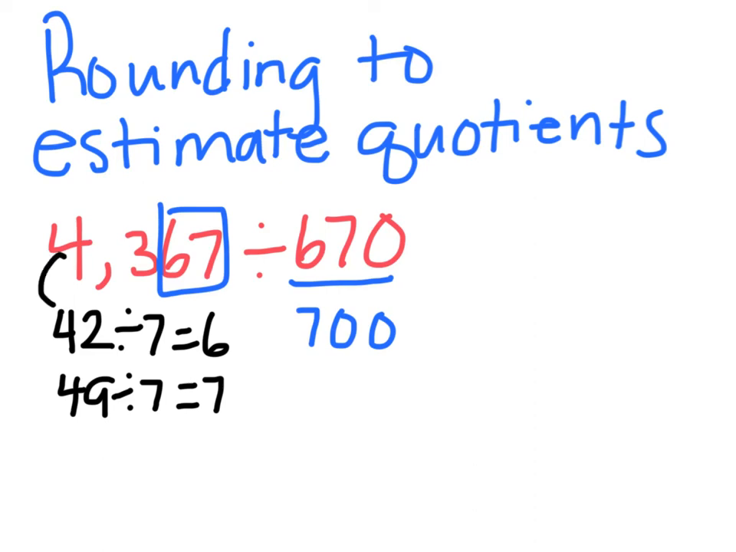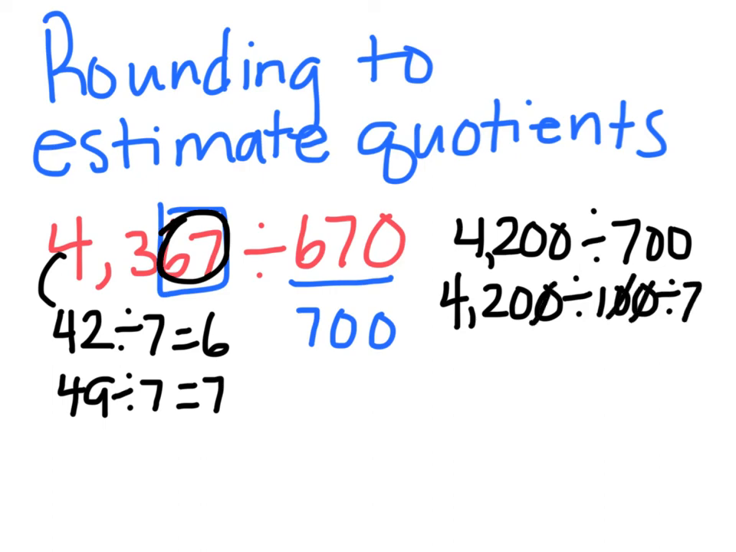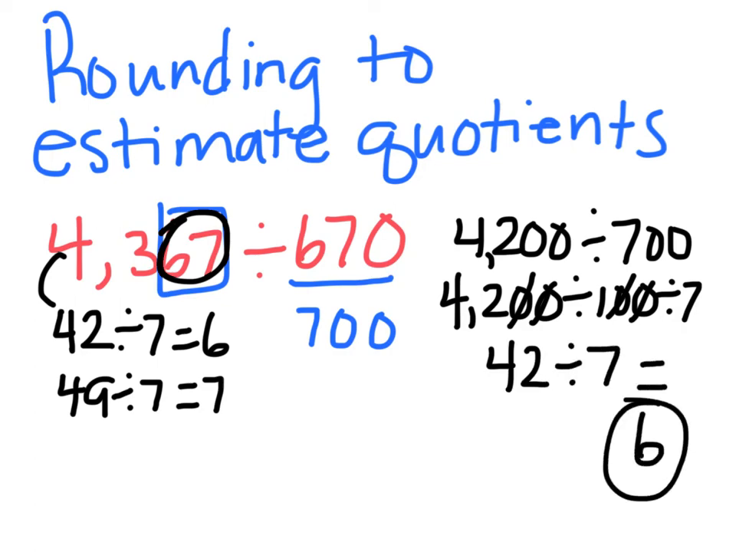So our problem is now rewritten as 4,200, we're going to give these two digits back now, divided by 700. We'll rewrite that by breaking. By rule of 100, we're going to take away 2 zeros, so we come up with 42 divided by 7, whose answer is 6. So 4,367 divided by 670 is approximately 6.